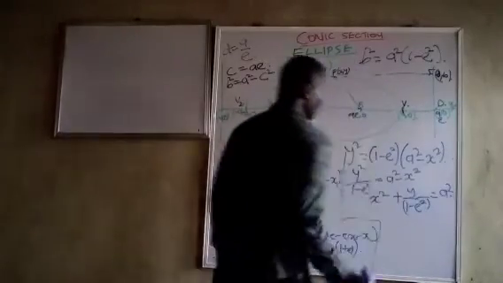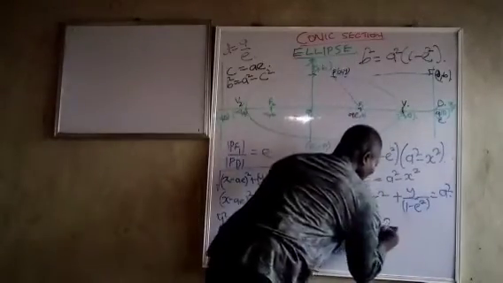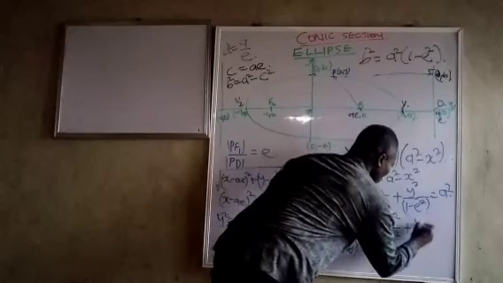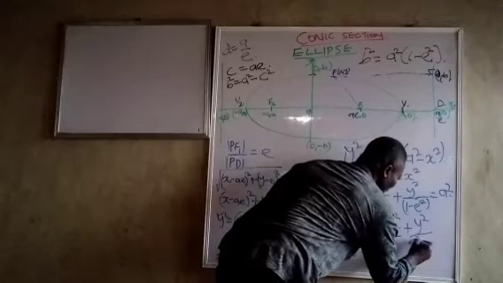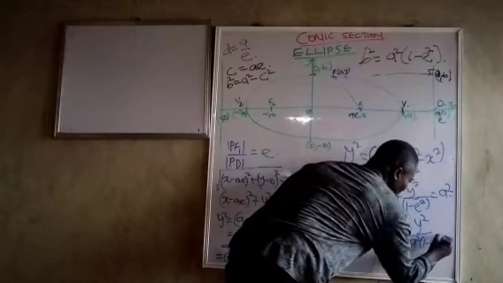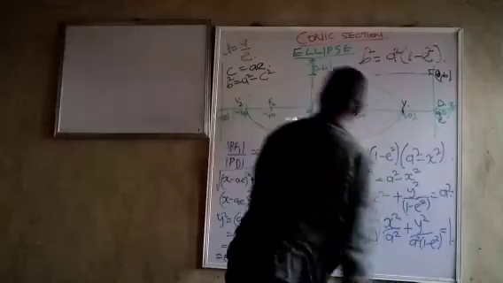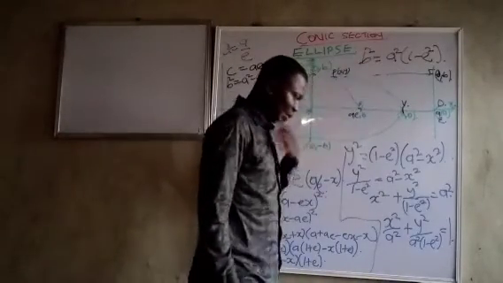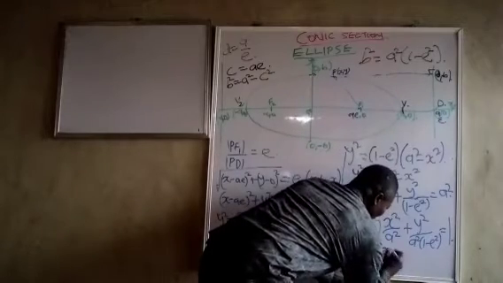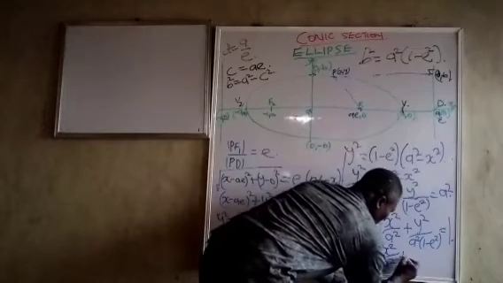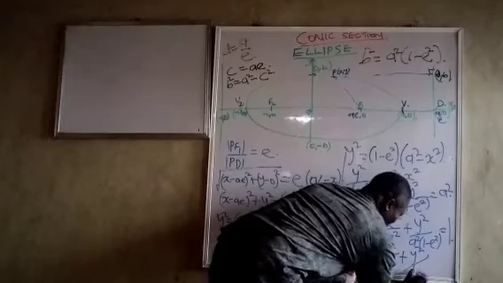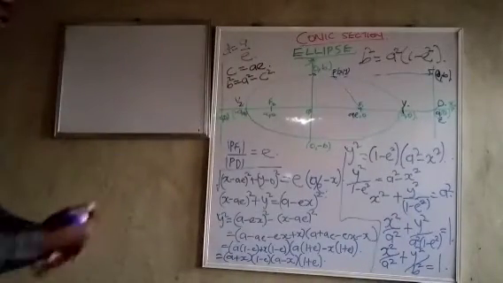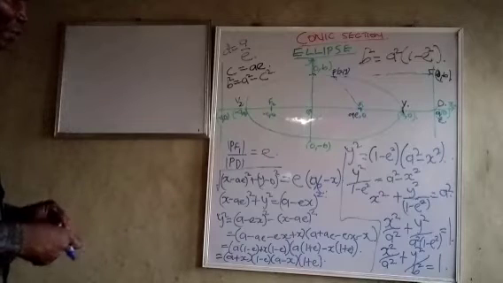So let me divide through by a squared. So I have x squared over a squared plus y squared over a squared into 1 minus e squared is equal to 1. And remember from our results, b squared equals a squared into 1 minus e squared. So finally, the equation is x squared over a squared plus y squared over b squared is equal to 1. So that is the result for the equation of an ellipse.